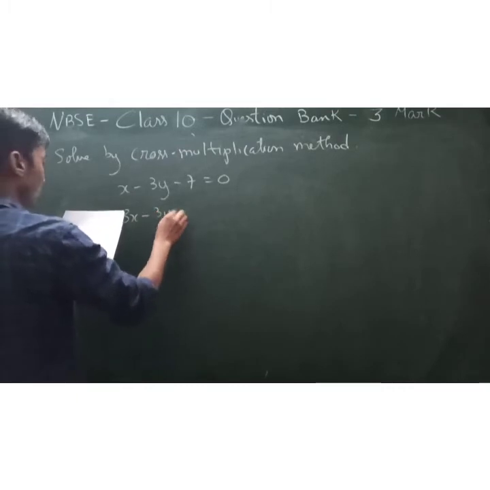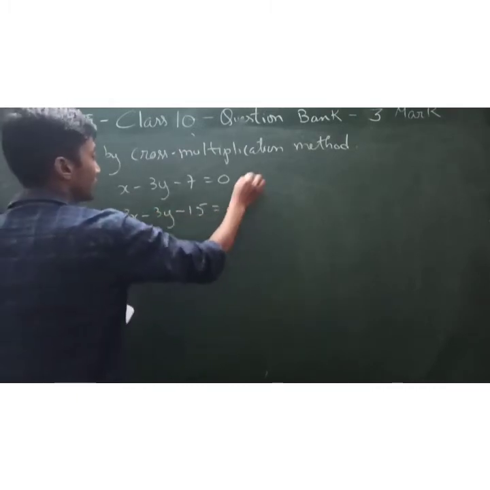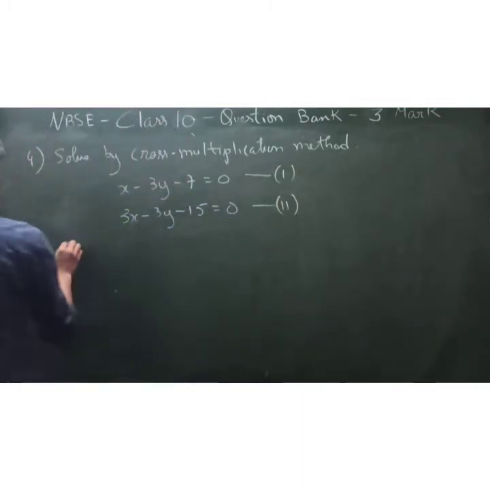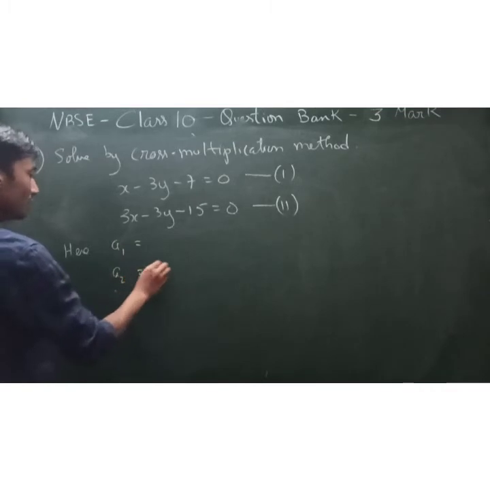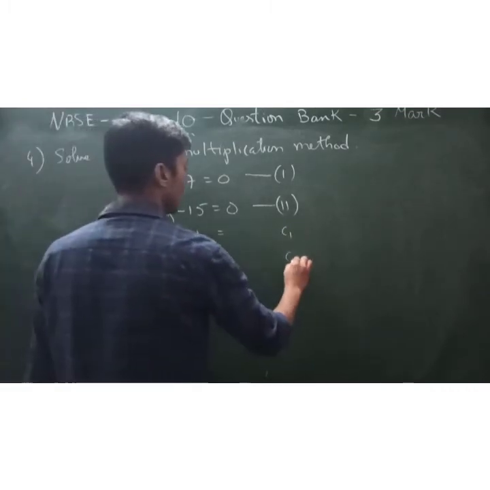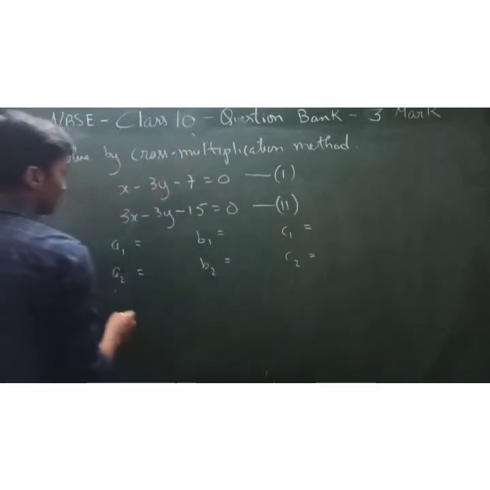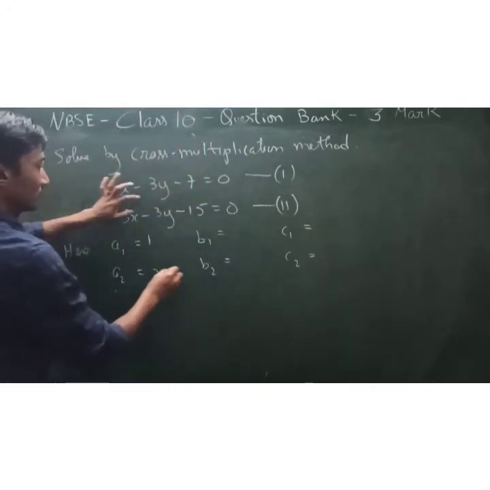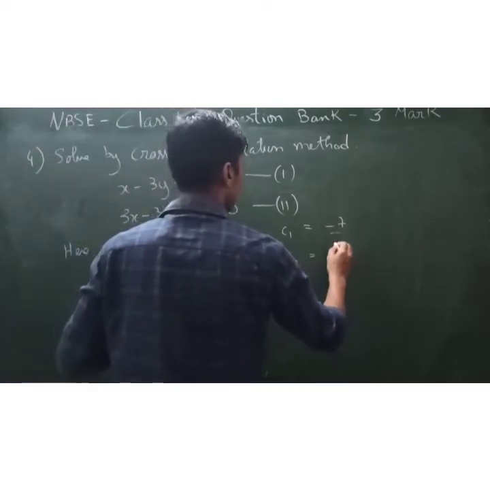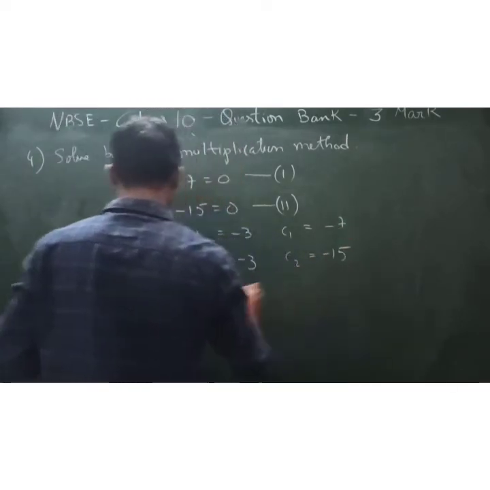3x minus 3y minus 15 equal to 0. So I'll just do this quickly. 1, 2. So the coefficients, I'll just write down the coefficients here. A1, A2, B1, B2, C1, C2. But this is a very important method. So later on you can just try to learn this also. Okay, it will help you. Minus 3, minus 7, minus 15.